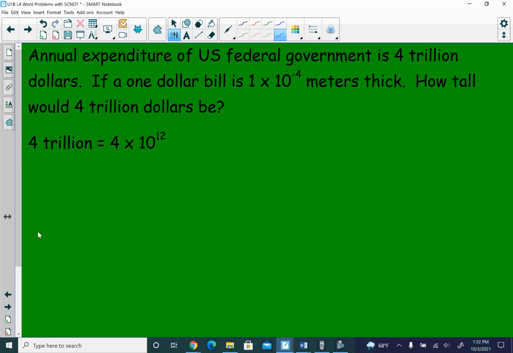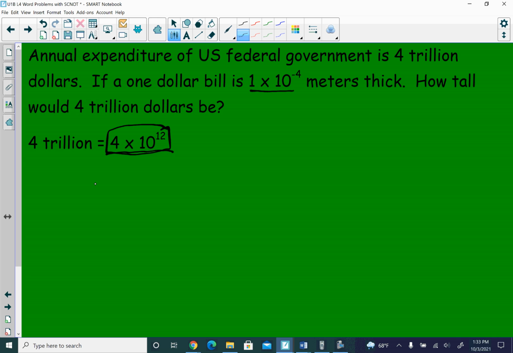All right, second one here. The annual expenditure of the U.S. federal government is $4 trillion, and I made a little note down here of what 4 trillion is in scientific notation. If a $1 bill is 1 times 10 to the negative fourth meters thick, how tall would $4 trillion be? For this one, I want to take this measurement and I'm going to stack it that many times, 4 trillion times. So I have 1 times 10 to the negative fourth, 4 trillion times.